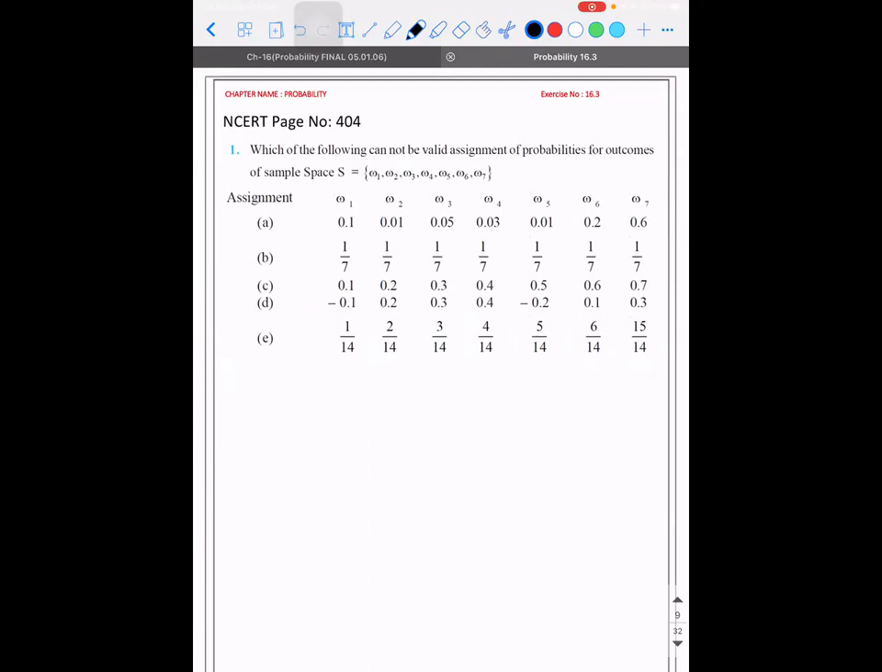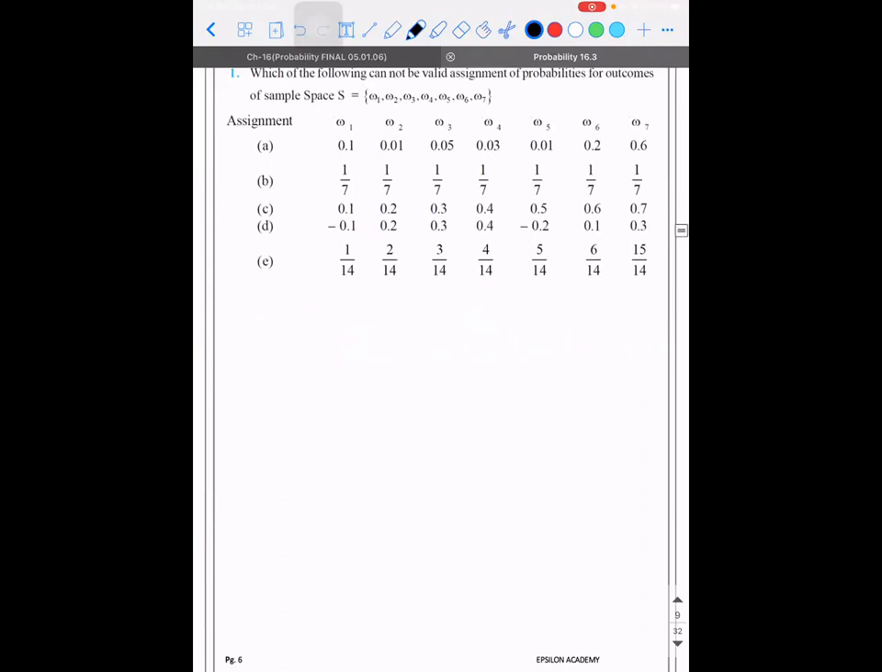Which of the following cannot be a valid assignment of probabilities for outcomes of a sample space? So 0.1, 0.01, 0.05, 0.03, 0.01, 0.2, 0.6. If you observe, all these are probabilities of each event in the sample space. Now comes an important question. The probability of each event is less than 1, accepted. But what else is the other condition that should be satisfied? If you add up all these probabilities, the output should be 1. Can we add and see?